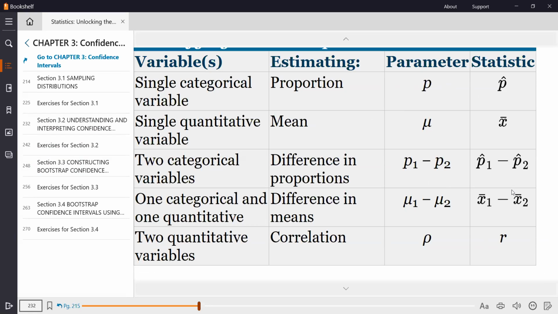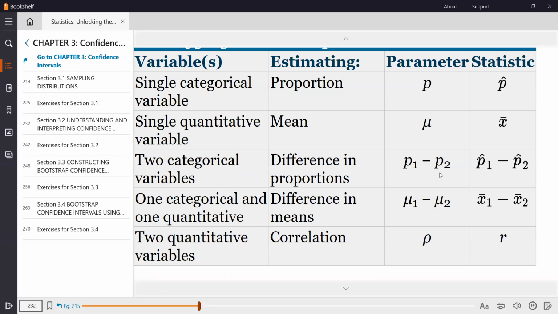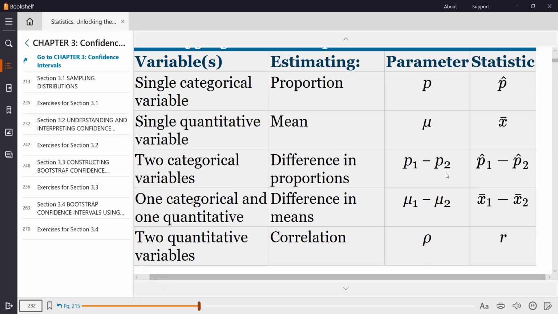All right. So we're trying to take the statistics that we're getting from samples and estimate the parameter, the population value, the population proportions, population means, whatever we're trying to do here. One of these four cases. So whatever we're going to be doing with StatKey, with confidence intervals, it'll be one of these four cases right here. Now, this last one, correlation, we're not going to do that. You have enough to do just with these four.